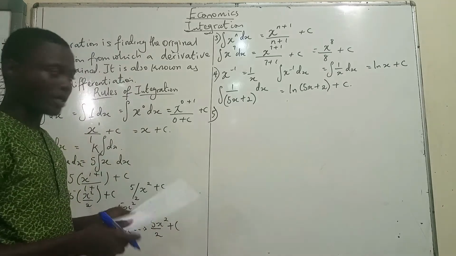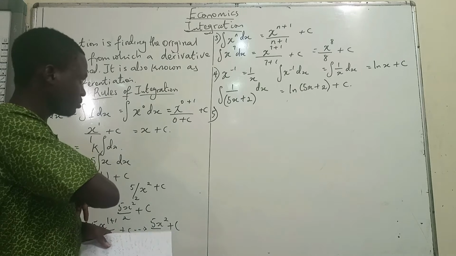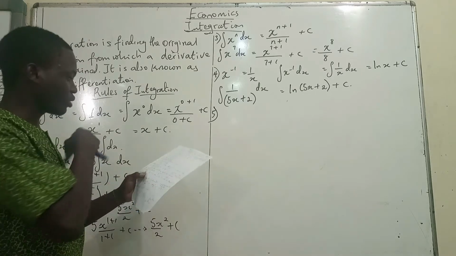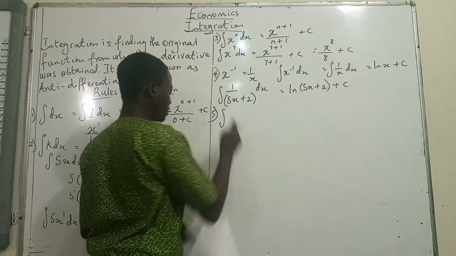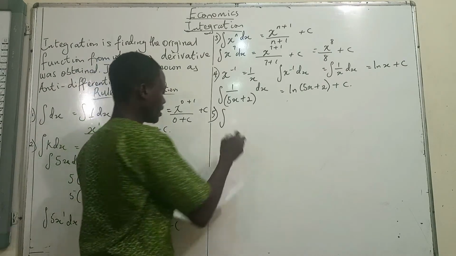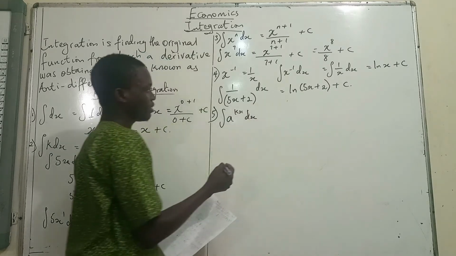Now question 5. I think I need to change this marker. Okay, for rule 5 rather, not question 5. For rule 5, what do we do when we have something like this? The integral of a raised to the power kx dx. What do we do when we have something like this?